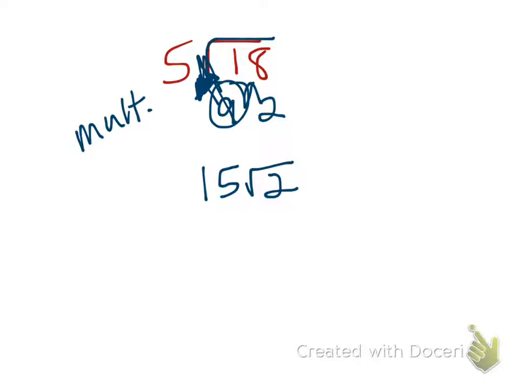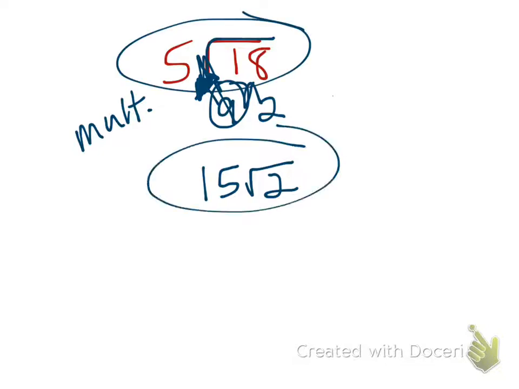Again, you can check this. So you can type in this original, you can type in what you got, and they need to match. So if you weren't sure if it was 15 square root of 2, or maybe if you added those to get 8 square root of 2, just type them both in and see which one matches up with your original. And you would see 8 square root of 2 does not match up. It's just an easy way to check.